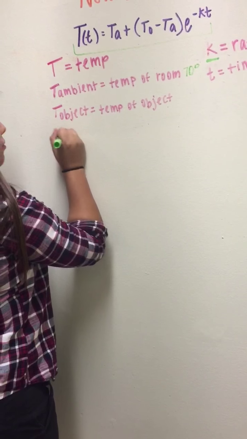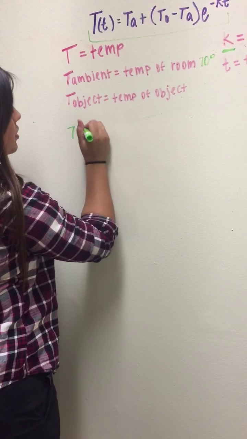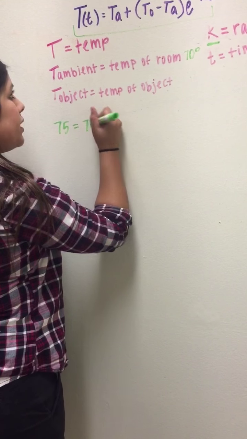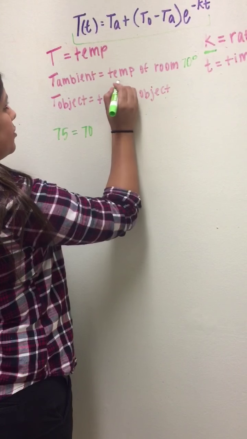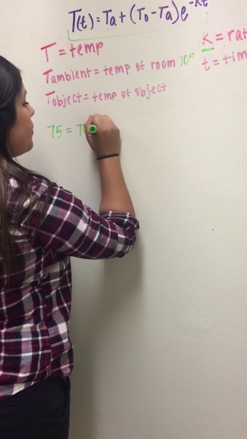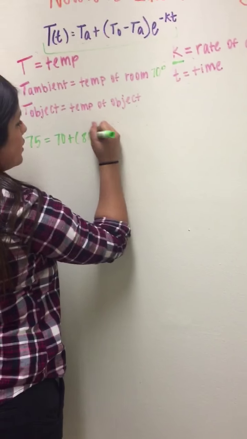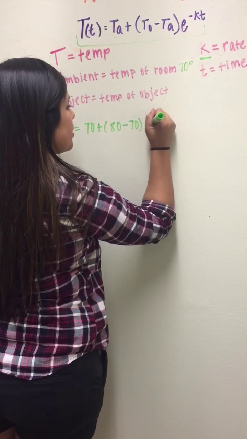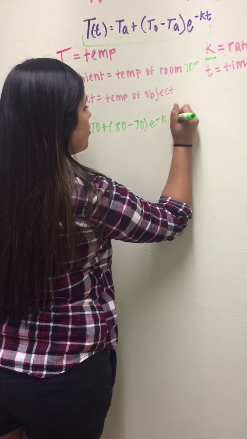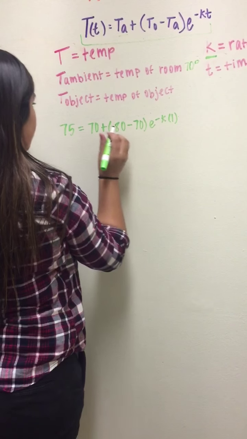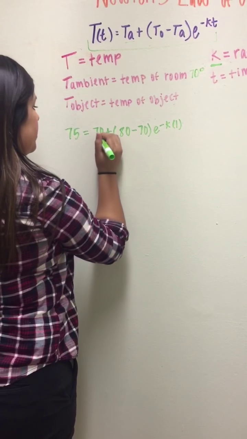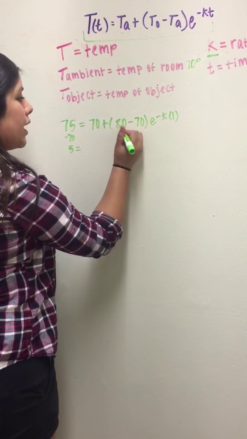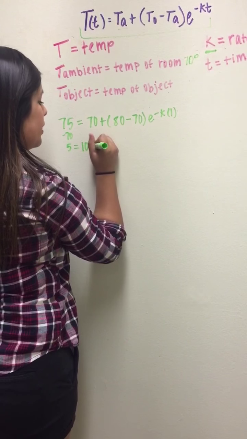So to solve for K, we're going to do 75, which is the temperature of the body at 7 p.m. And I'm going to do 70, which is the temperature of the room right here, plus 80, the temperature of the body taken at 6, and then again 70, the temperature of the room. Then we're going to do 1. There's 1 hour between the first and second temperature taken. So we're going to subtract 70 right here. We'll have 5. And then 80 minus 70 is 10.